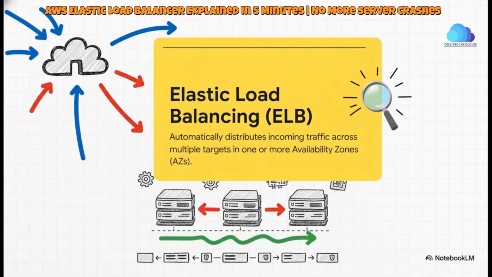Okay, so Elastic Load Balancing, or ELB, is AWS's managed service for this. It's essentially a traffic controller on steroids. It stands in front of your application and distributes all that incoming traffic across, say, your EC2 instances. And it can do this in one or even multiple availability zones, which is super important for reliability. But we'll get to that in a bit.